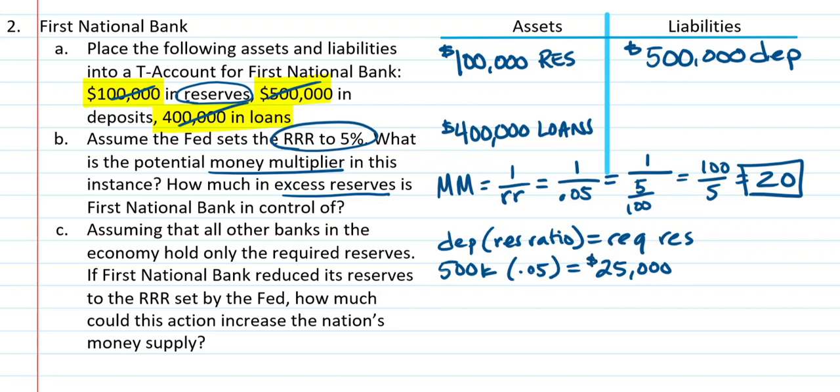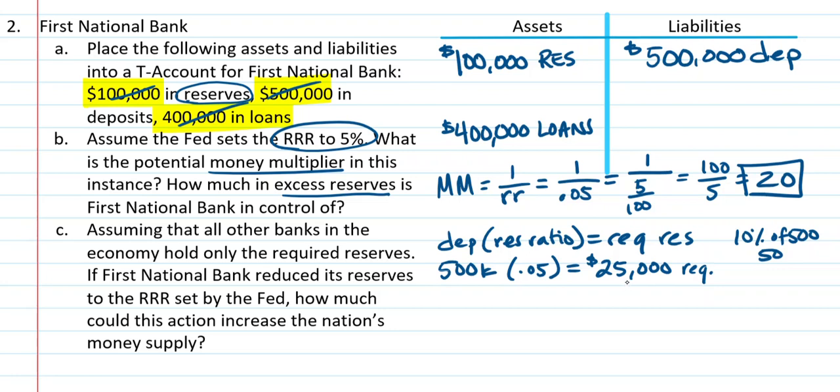$25,000. If you need help on that one, 10% of 500 is 50. 5% is half of that, so we divide 50 in half and we get $25,000 in required reserves.